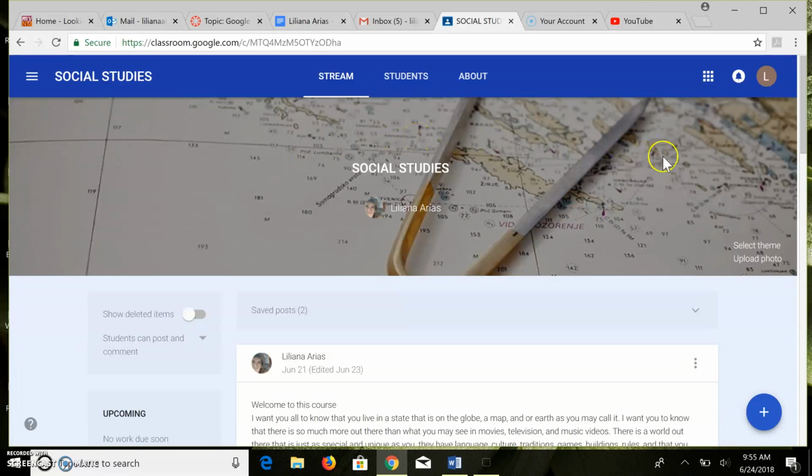Hi guys, so I started off by setting up my Google Classroom under my Gmail account. This class will be on social studies, and I picked out this theme background, and it's a map since we're going to be discussing geography.